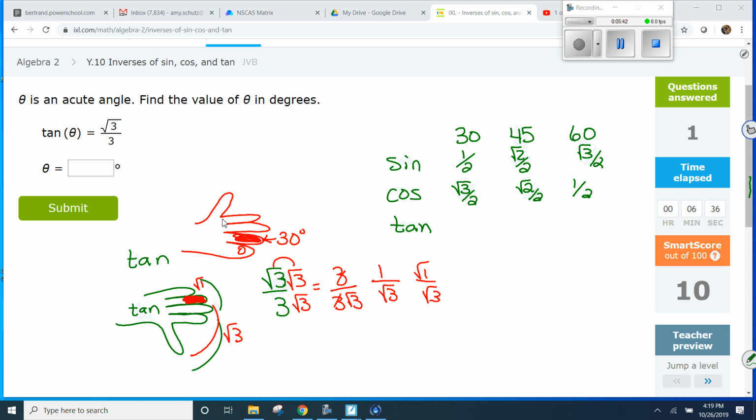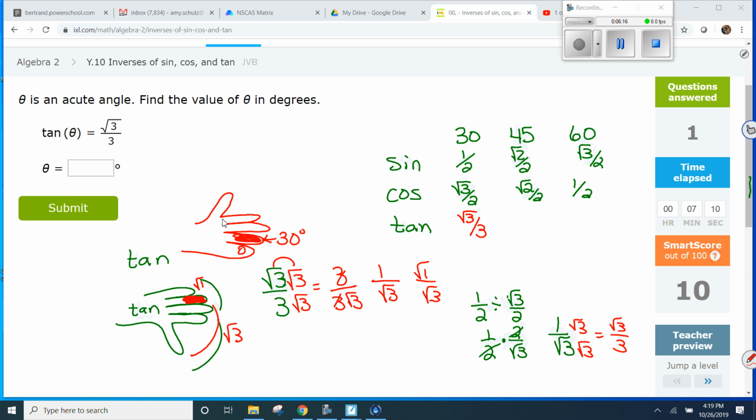And then tangent is sine over cosine, so for 30 degrees, you're going to have 1/2 divided by radical 3 over 2, sine over cosine. You keep, change, flip. The 2's cancel, and you get 1 over radical 3. Now, if you were to rationalize that denominator, you're going to get radical 3 over 3. So 30 degrees, you're 3 happy. You're going to have 3 occur in 3 spots when it's radical 3.